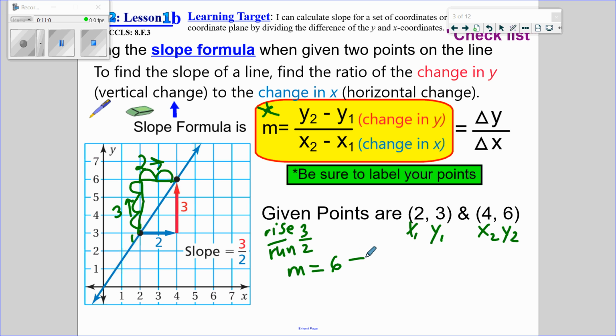Minus is part of the formula because they want the change. Change is subtraction. And y1 is 3 over x2 is 4 minus x1, which is 2. 6 minus 3 is 3. 4 minus 2 is 2. So as you can see, either using rise over run or using the formula without the graph, you get the same slope.